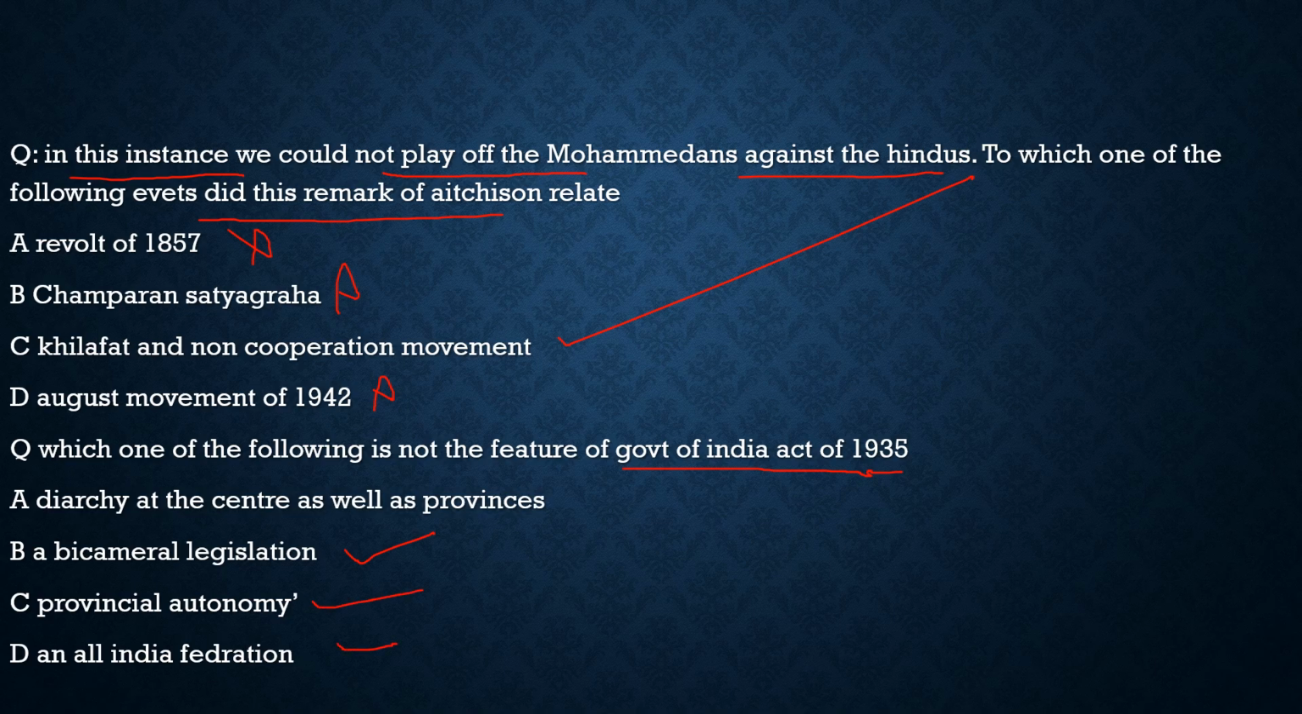So diarchy at the center as well as provinces is totally incorrect, because at the provinces it was changed. It was actually introduced in Government of India Act 1919, but it was changed to provincial autonomy in 1935. So statement 1 is totally incorrect with respect to the features of Government of India Act of 1935. So with this, we complete today's discussion.